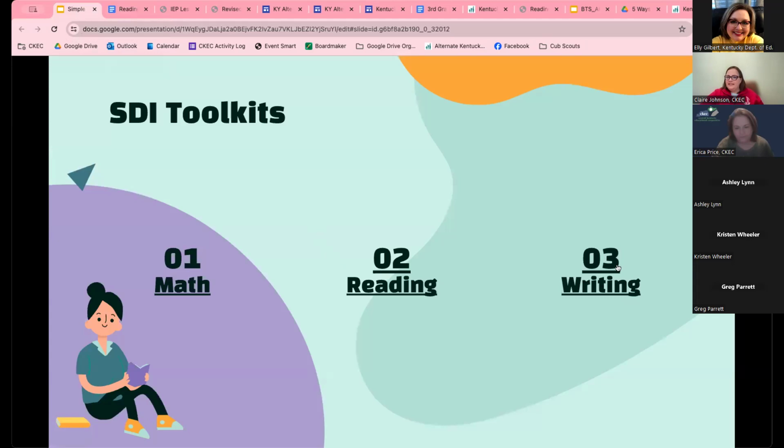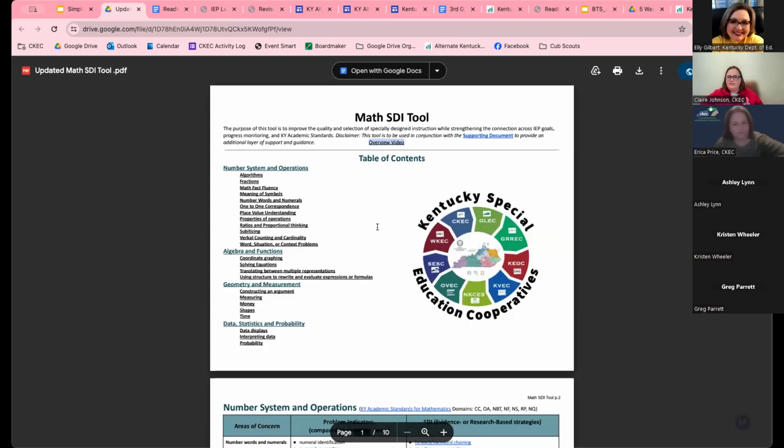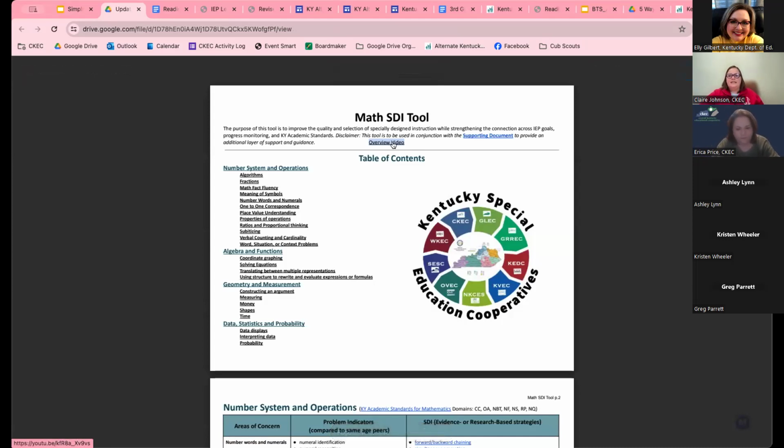The writing toolkit is laid out the same way, so I won't click on that one, but I will click on the math one really quickly as well. It's laid out a little differently, but has very similar things. There's an overview video here at the top if you need an in-depth look at that, or your teachers need an in-depth look at how this is laid out. They can watch that video.